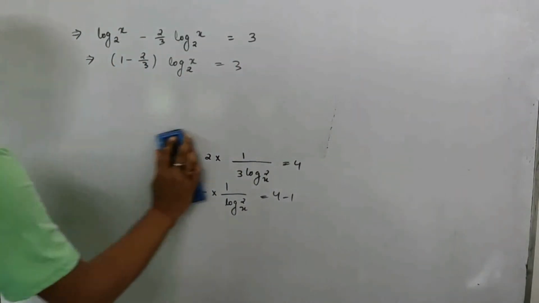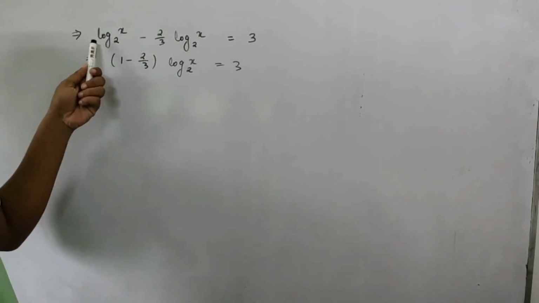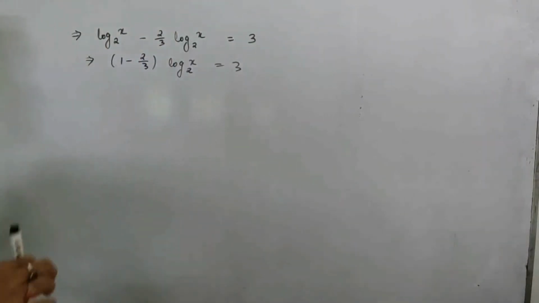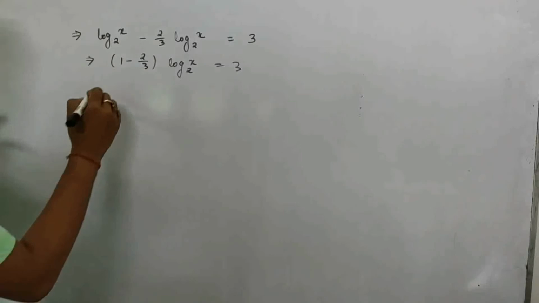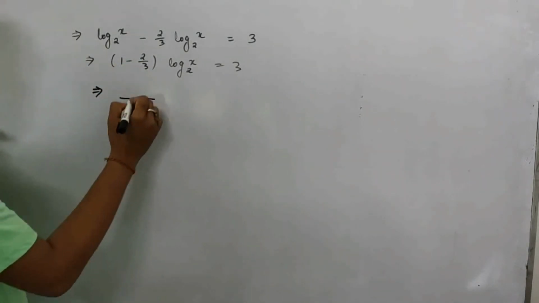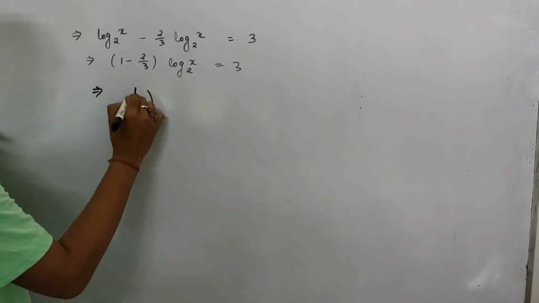Isn't it? Common I have taken, log of x base 2, log of x base 2. If you take common, over here 1 will remain and over here minus 2 by 3 will remain. Okay. So then take the LCM over here. LCM will be 3. 3 minus 2 is how much? 1. So this is 1 by 3.